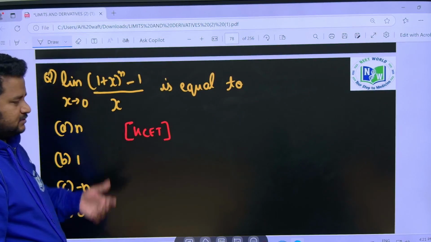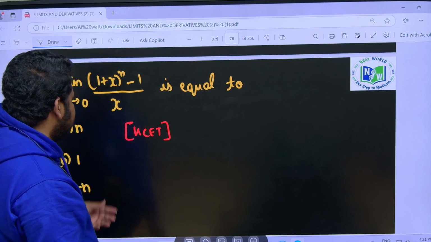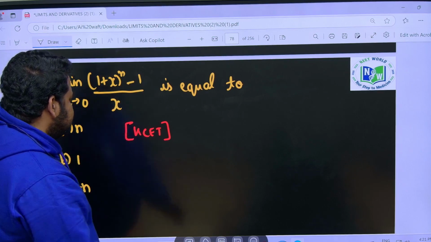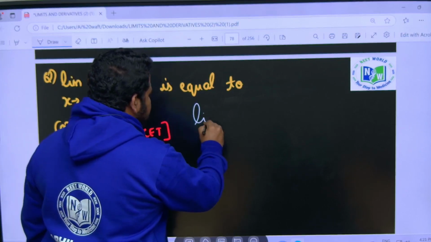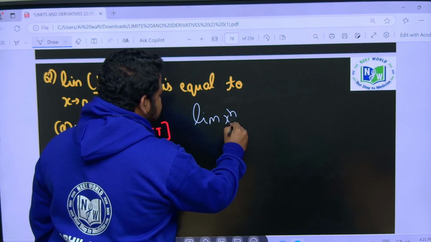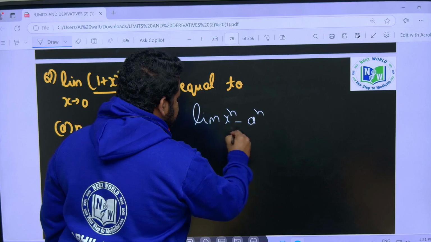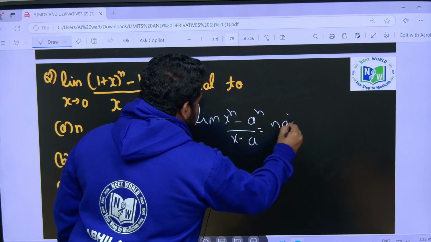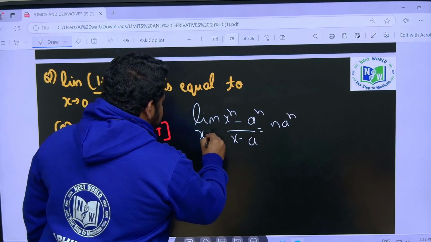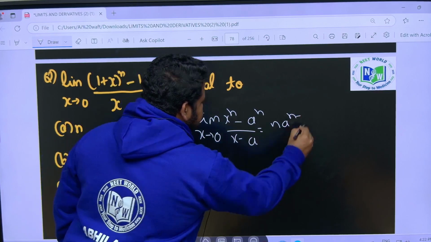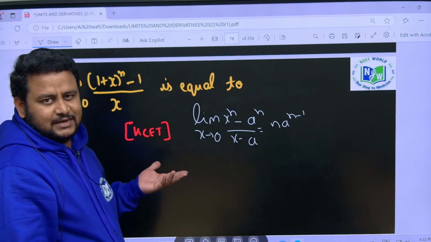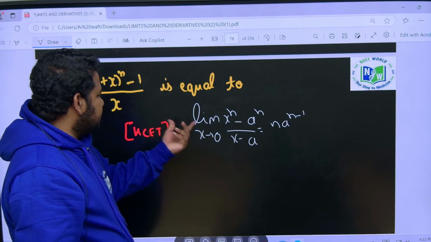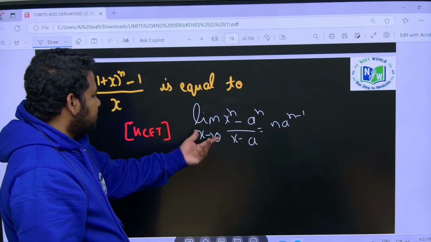This one is also a straightforward question. Limit of (1 plus x) to the power of n minus 1, divided by x, is equal to how much? This you will get in board exams also. We have the formula, some properties of limits: limit of x power n minus a power n divided by x minus a, as x tends to a, is equal to n times a power n minus 1. Correct? Very simple. But here instead of x we are having 1 plus x. Instead of a we are having 1.